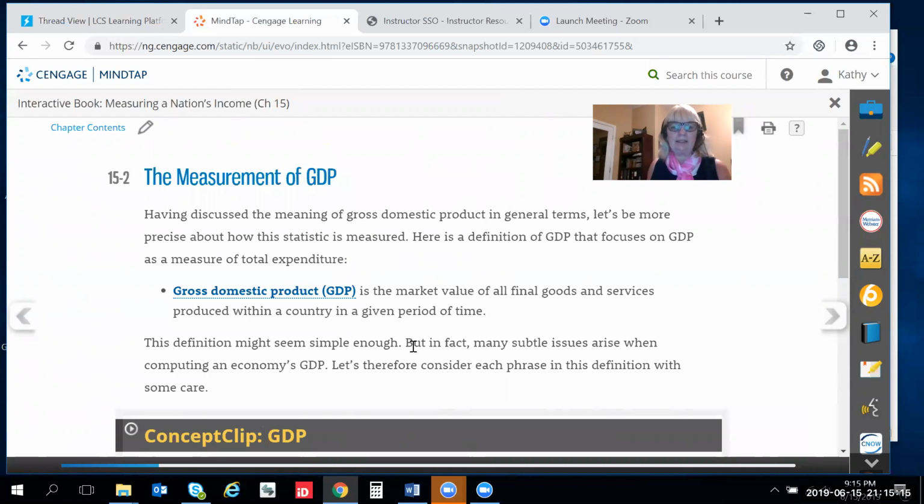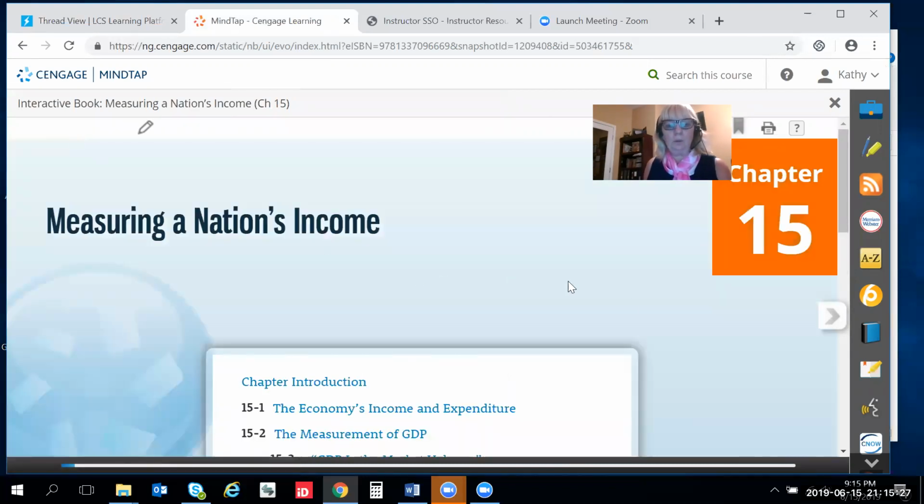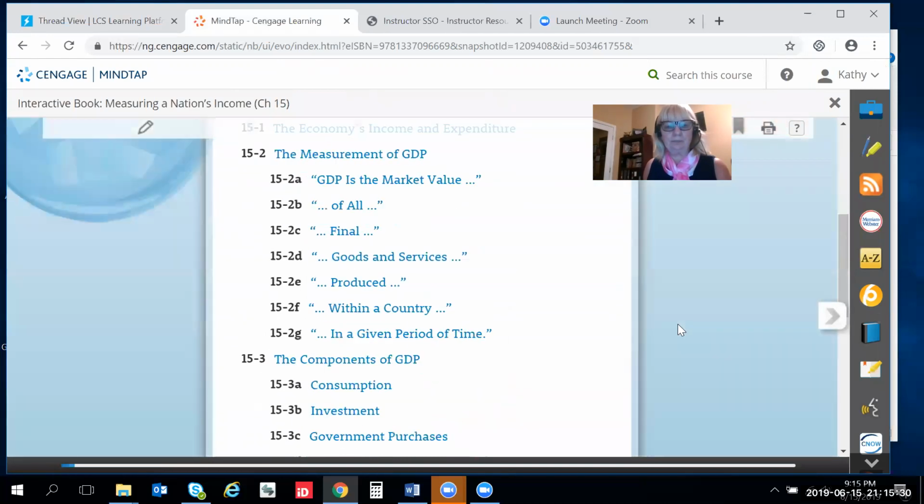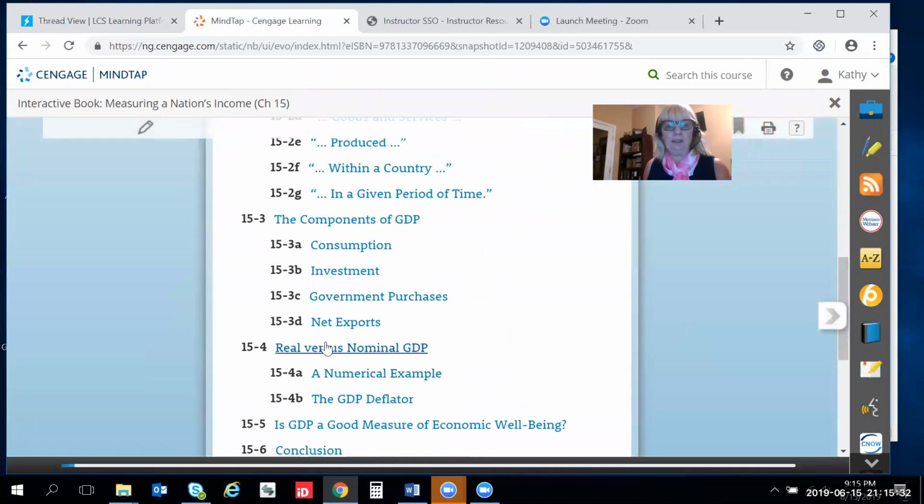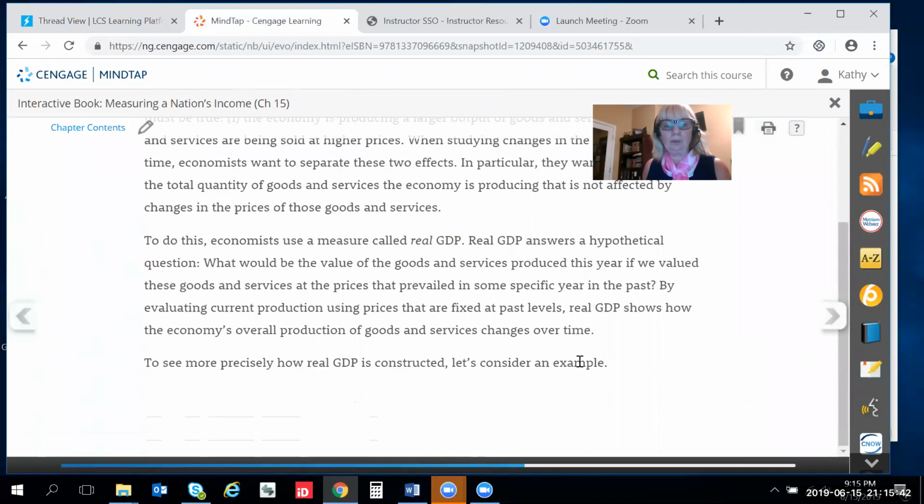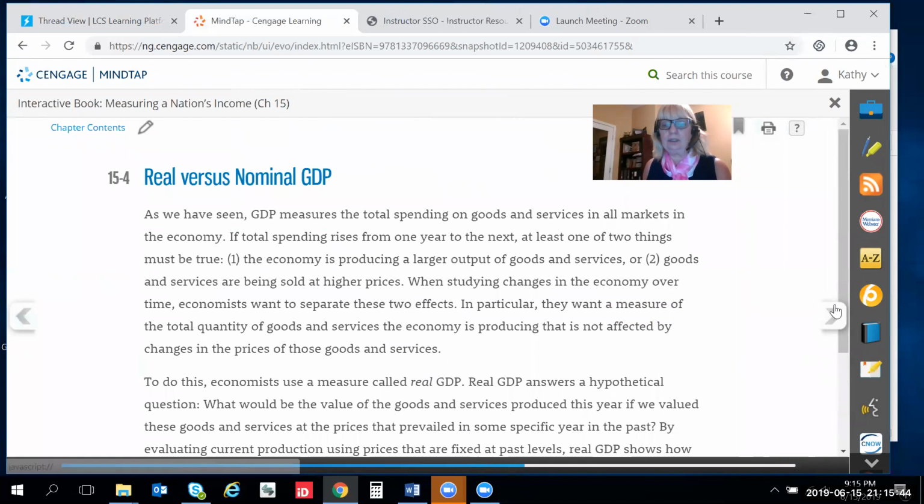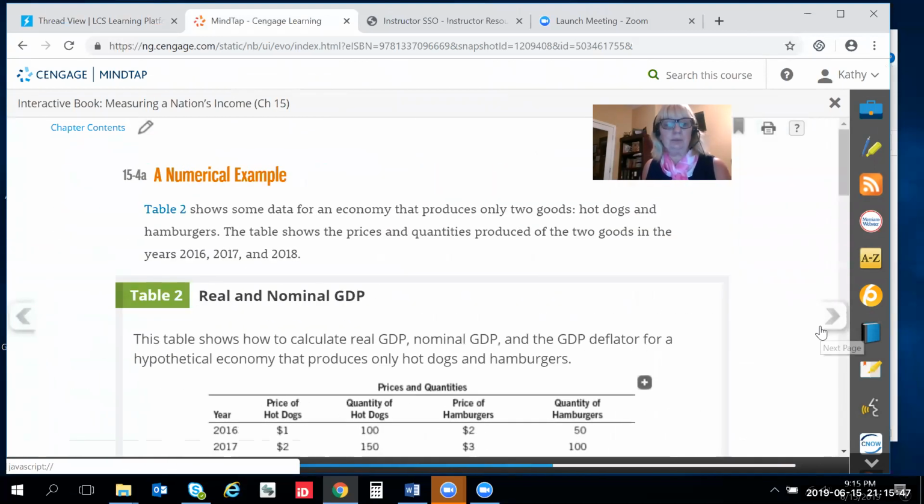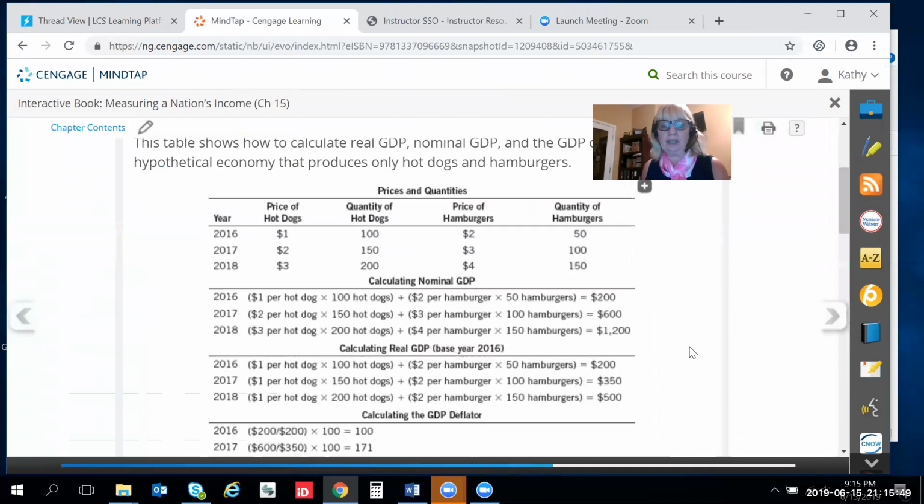But look at that second phrase right here, the market value. Do you think prices have changed at all since 1970? Maybe, huh? So to address that part of it, we have to look at real GDP. And real GDP is discussed in this section of the textbook, section 15-4. And here we talk about real GDP and how it relates to changes in price and how that's all calculated.